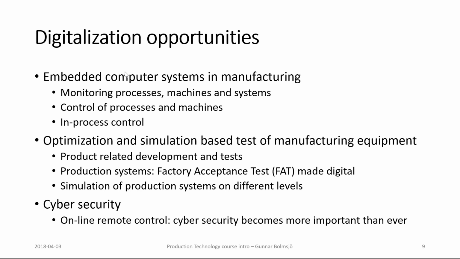And then optimization and simulation-based tests of manufacturing equipment. So especially I mentioned that with the factory acceptance test, that is also going more and more digital. It has started recently, I mean the last couple of years, and that will be seen more and more in the future with what we call digital twin technology, and simulation of production systems and equipment at different levels.